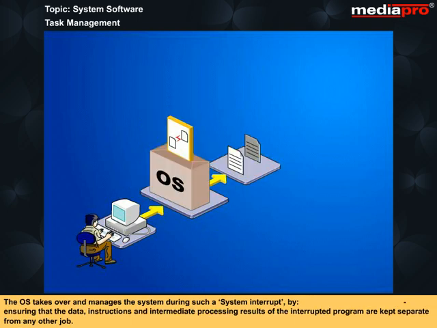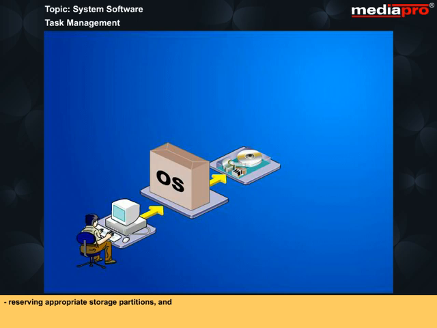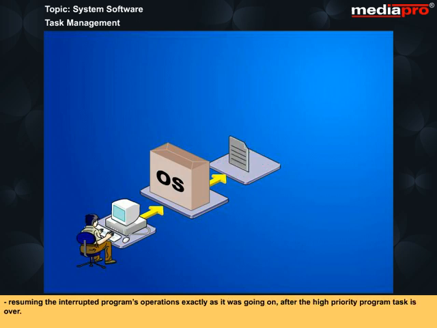The OS takes over and manages the system during such a system interrupt by ensuring that the data, instructions, and intermediate processing results of the interrupted program are kept separate from any other job, reserving appropriate storage partitions, and resuming the interrupted program's operations exactly as it was going on after the high priority program task is over.